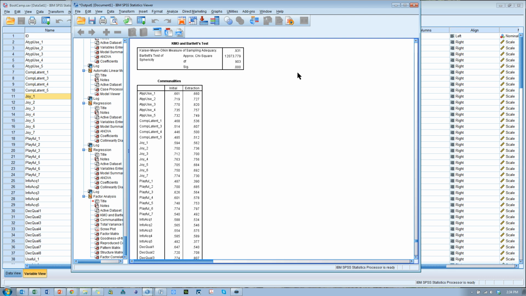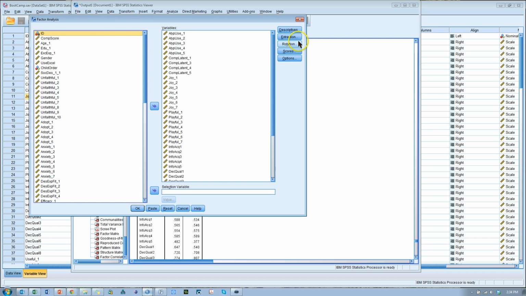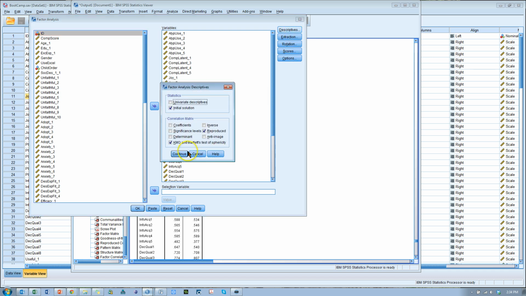Because you said before on descriptives, when you click significance levels, I can't click on it. You can't click significance levels? One moment. On which? Descriptives. I can. KMO and reproduced. No, and significance levels. Significance. This one. Yes. I don't click that one, but you can if you want.